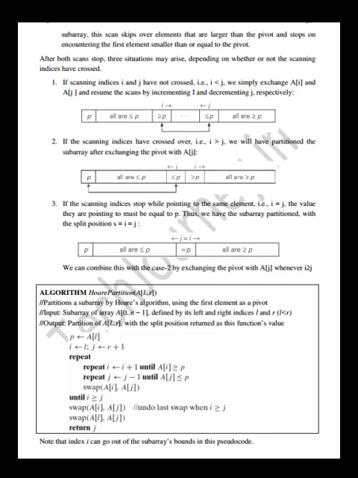If the scanning indices stop while pointing to the same element, that is i is equal to j, the value they are pointing to must be equal to p. Thus, we have the subarray partitioned with the split position s equal to i equal to j. See the figure. We can combine this with case 2 by exchanging the pivot with A[j] whenever i is greater than or equal to j. See the algorithm for partition. Note that index i can go out of the sub-array's bounds in this pseudocode.